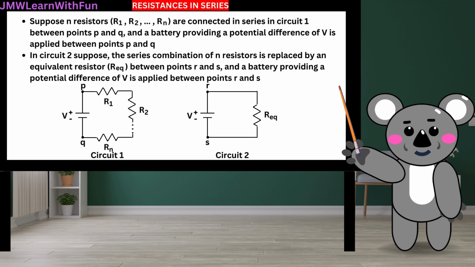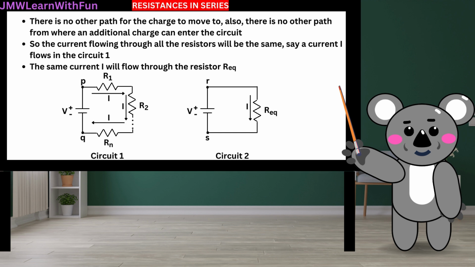The figure shows circuit 1, where a battery of V volts is connected between the points P and Q, and the resistors R1, R2, and so on till Rn connected in series between the points P and Q. Circuit 2 has a battery of V volts connected between the points R and S, and the resistor Req between the points R and S. There is no other path for the charge to move to. Also, there is no other path from where an additional charge can enter the circuit, so the current flowing through all the resistors will be the same.